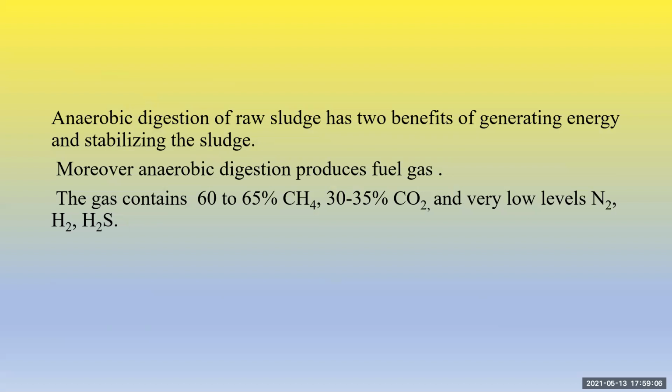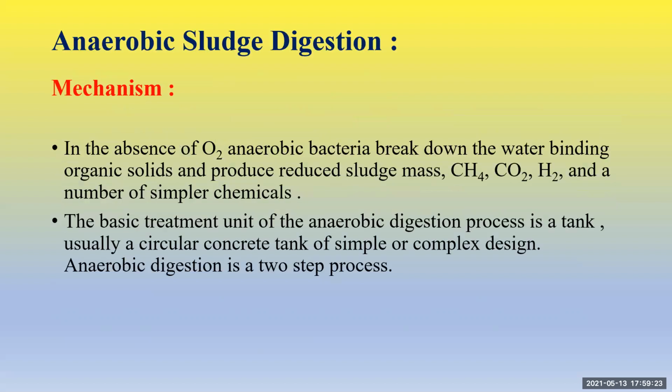It produces fuel gases. The gases that are produced during anaerobic digestion of sludge are 60 to 65% methane, which can be used as fuel gas, 30 to 35% CO2, and lower levels of nitrogen, hydrogen, and H2S. So the most important among them is the methane gas. Now let us discuss anaerobic sludge digestion.